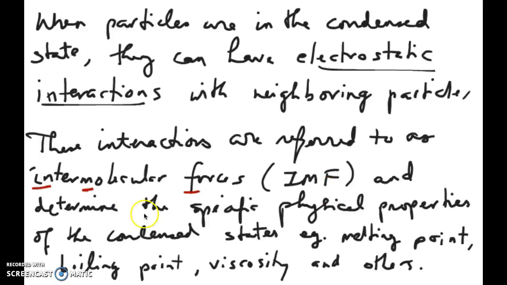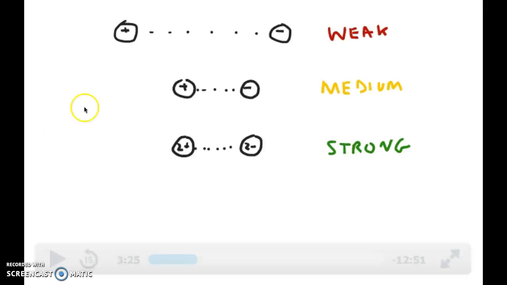The strength and the type of these intermolecular forces are what we're going to spend some time talking about, because those specifics about the intermolecular forces would then determine the melting point, boiling point, viscosity, and other physical properties of these substances. So generally speaking, you can consider these forces to be in three different scenarios. They could be very weak forces between one particle and another. They could be medium strength forces, and they could be very strong forces.